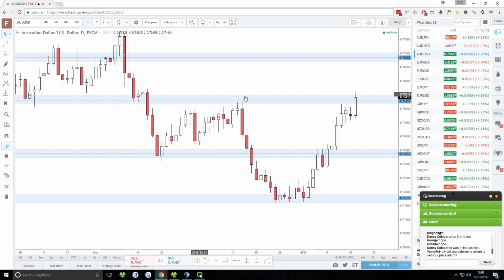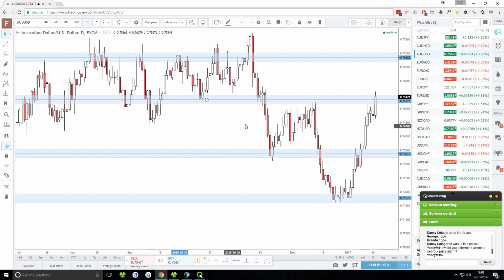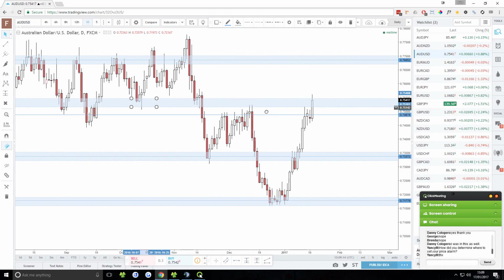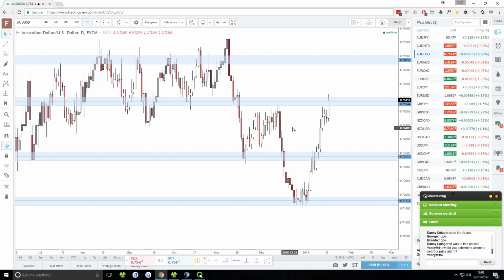Does anyone notice anything significant about this area, where I pulled the resistance area up to? It was down here. Now I've pulled it up to here. Does this look at all significant to you guys? No one? Oh, Catherine's typing. All right. I don't want to give away the answer. I want you guys to tell me.